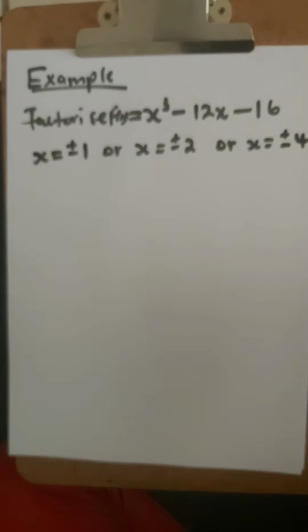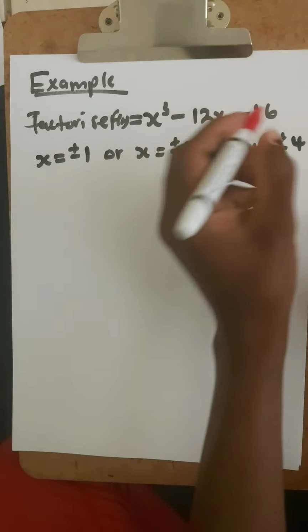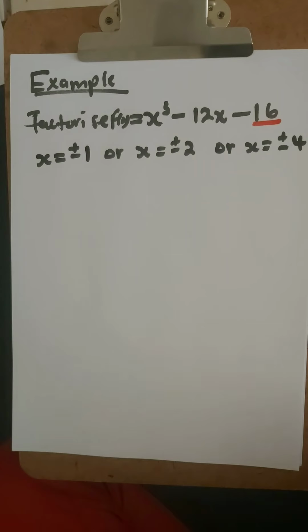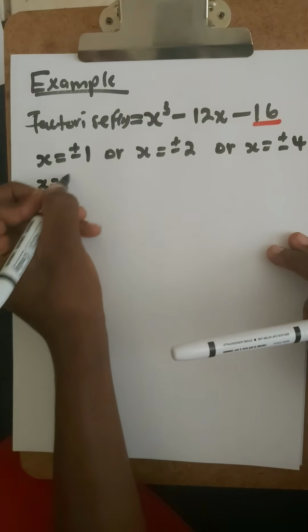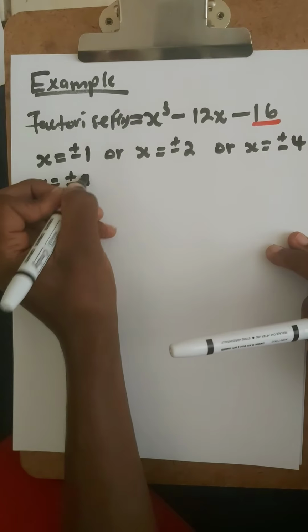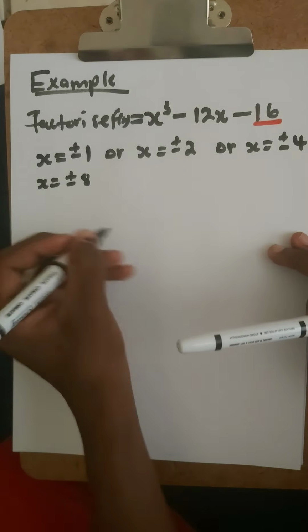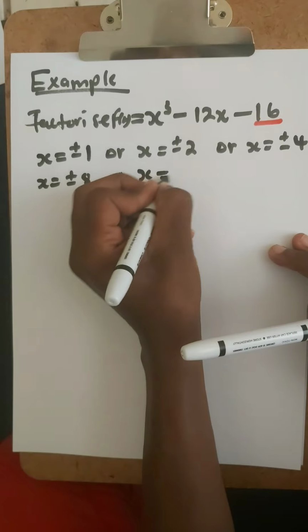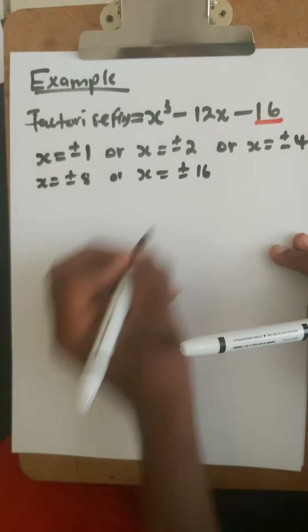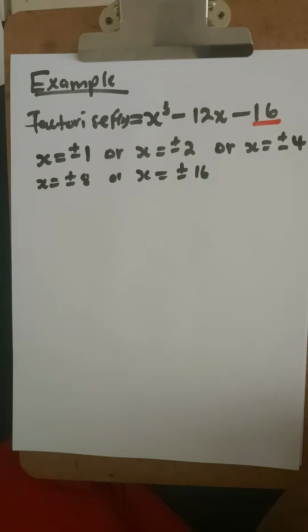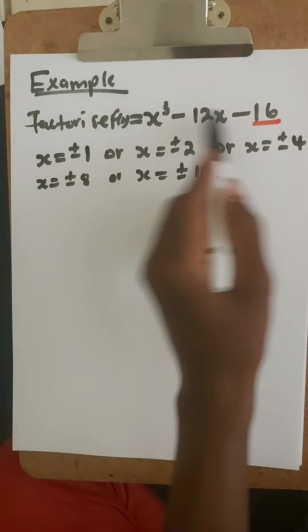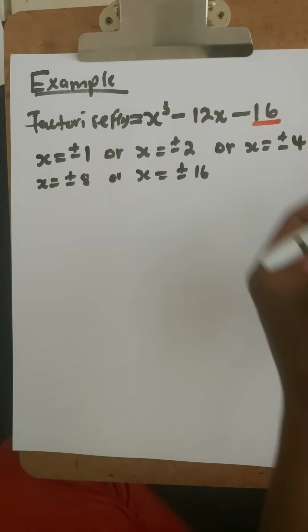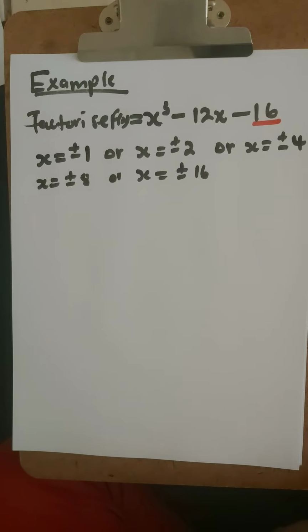We check the factors of the last term. It can also be x equals plus or minus 8, or x equals plus or minus 16. You check all of them, you substitute them in your function. You are looking for f equal to 0.